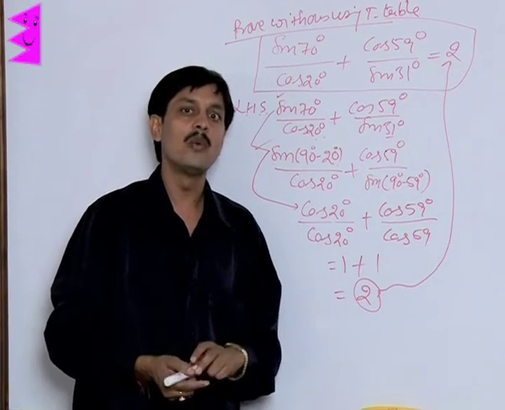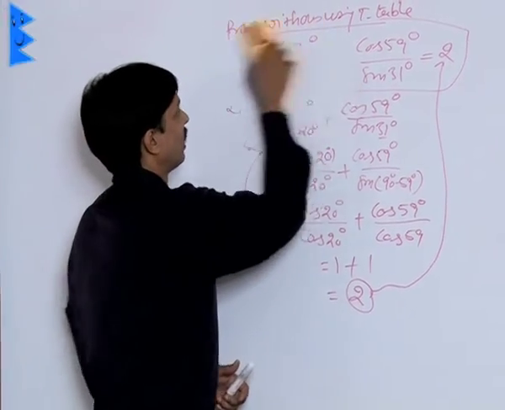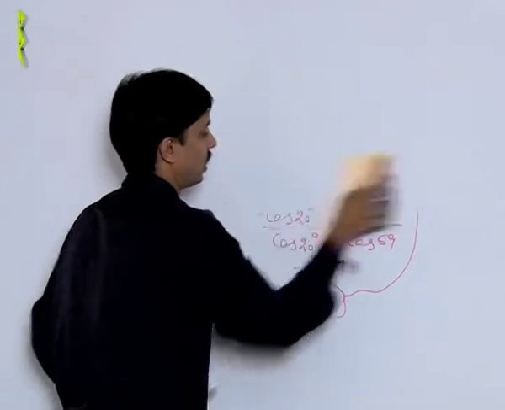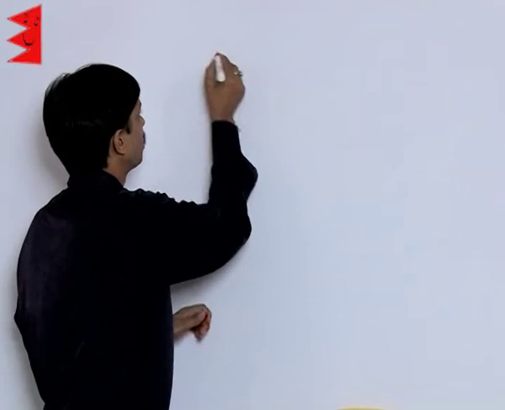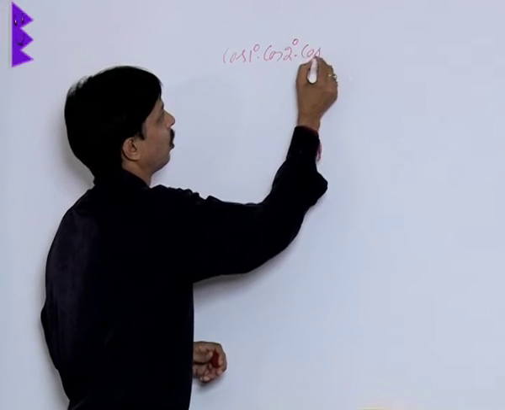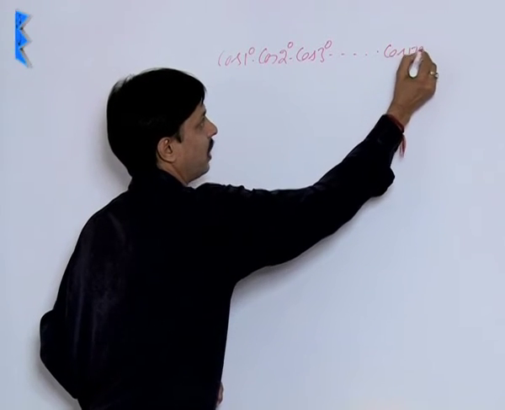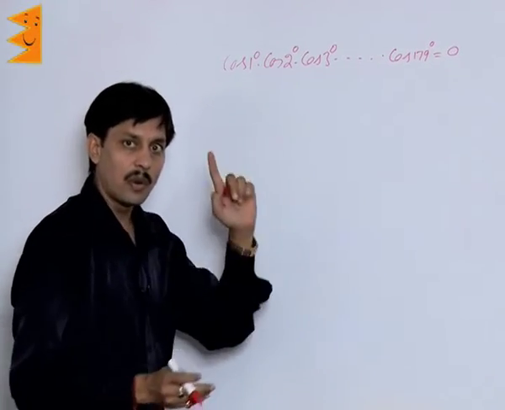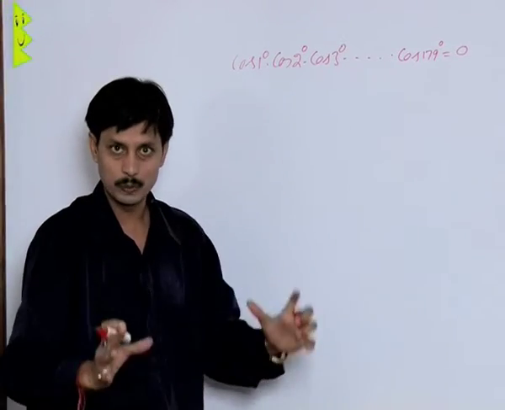Now I am taking one very important tricky example of the complementary angles. Again the same type of problem, without using the trigonometric table. Without using the trigonometric table, prove that cos of 1 degree into cos of 2 degree into cos of 3 degree into dot dot dot into cos of 179 degree is equal to 0. The product of all angles from 1 to 179 degree needs to be proved as 0.